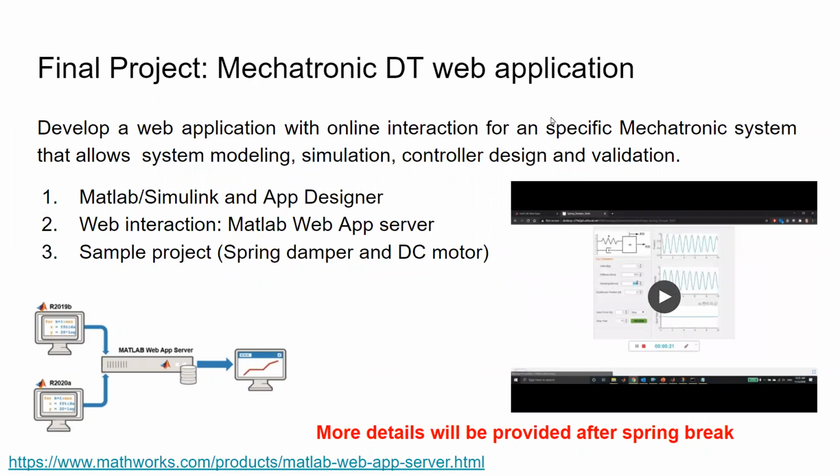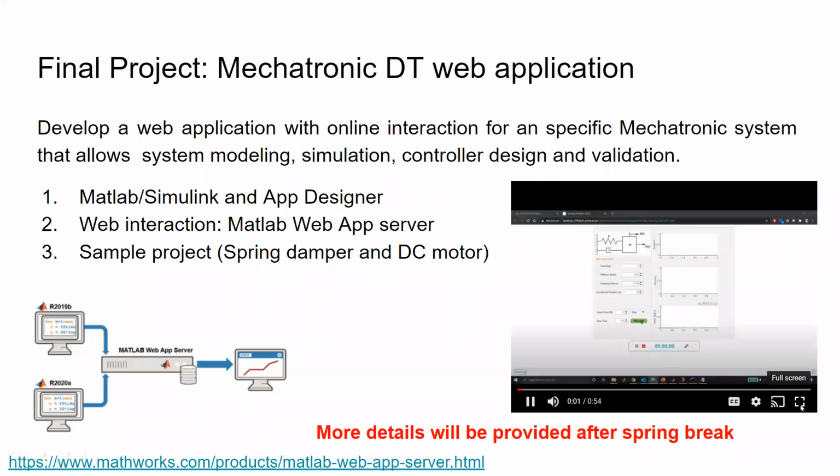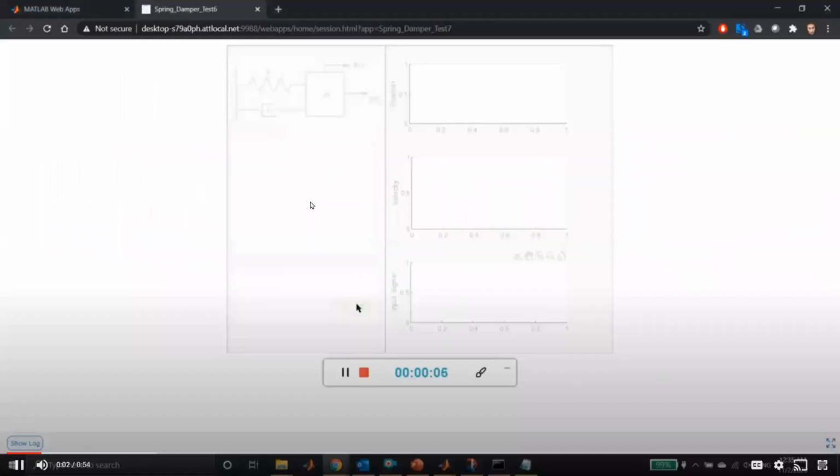So I guess this slide we saw before at the beginning of the ME142 lab. I hope right now it makes more sense in multiple senses in terms of MATLAB and Simulink. The main goal of this final project is to develop a web application with online interaction for a specific Mechatronics system that allows system modeling, simulation, controller design, and validation. This is a short video from an example application.